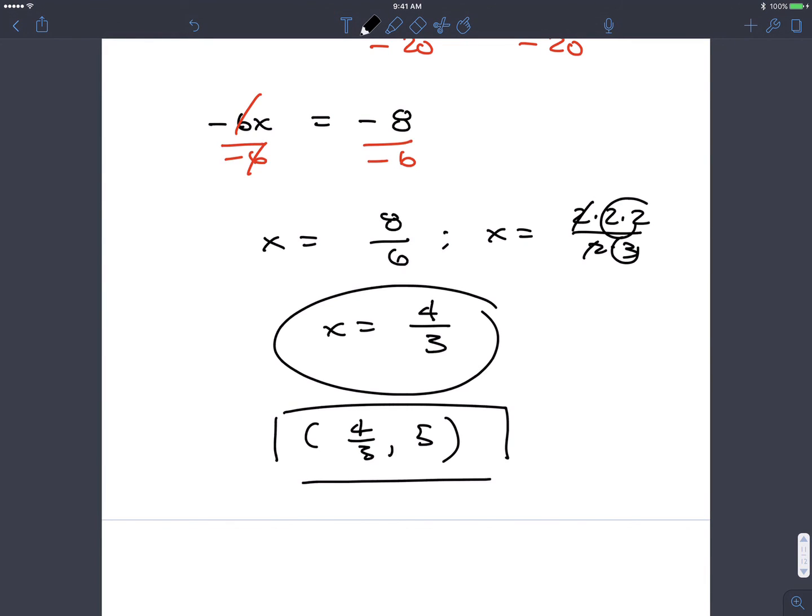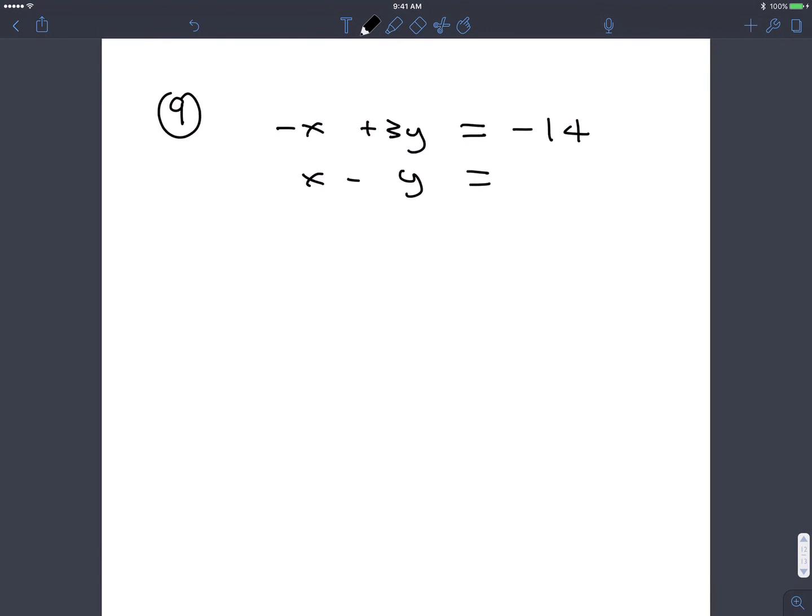Okay, it looks like that was number 7. That brings us to number 9. Negative x plus 3y is negative 14. X minus y is positive 6. So I have negative 1, positive 1, negative 1. We have negative 1, 3, negative 14, positive 1, negative 1, positive 6.